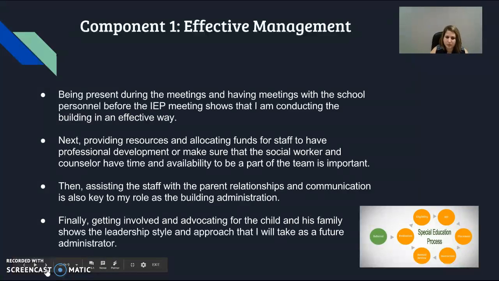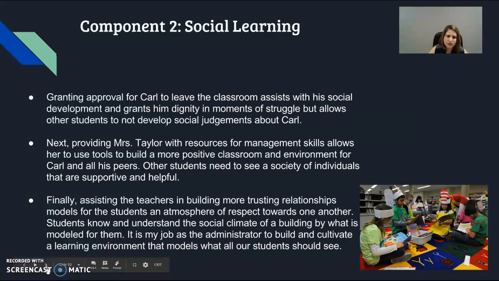Assisting the staff with the parent relationships and communication, making sure they understand that while the family conversations may be difficult, we have an obligation to be an advocate and support Carl in everything that we do. And getting involved in advocating for the child shows a leadership style that I want to have. Yes, my staff is important, and I'm going to make sure that they have what they need to be successful and support students, but I also need to make sure that families feel as though I'm supporting them and doing whatever I can in tough situations.